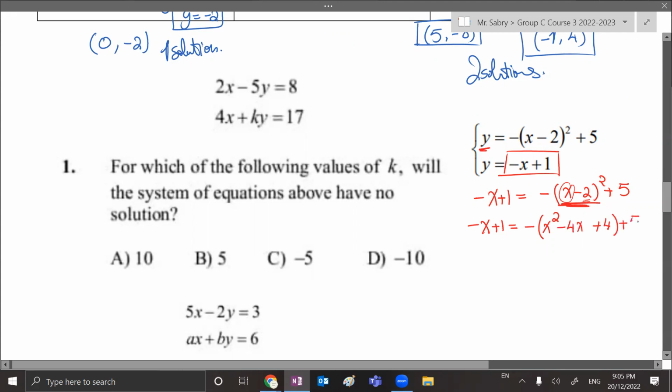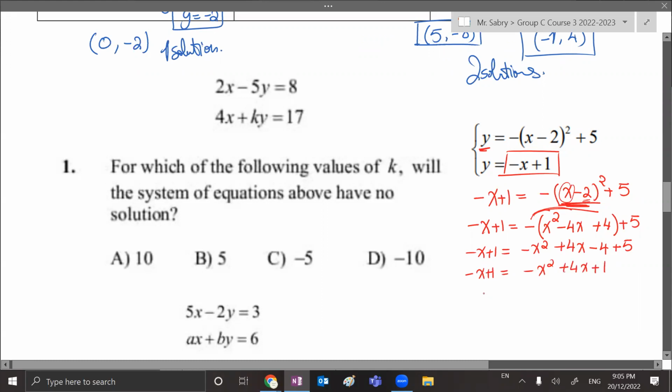ايوه صح كده. تمام. بعد كده النيجاتيف دي دخلت على كل البراكت فبقى عندي نيجاتيف اكس بلس 1 ايكوالز نيجاتيف اكس سكويرد بلس 4 اكس ماينس 4 بلس 5. is this okay؟ اوكي. طيب لو جمعي برضو الحاجات اللي زي بعض. سو عندي مثلا هنا نيجاتيف 4 بلس 5 يعني 1.